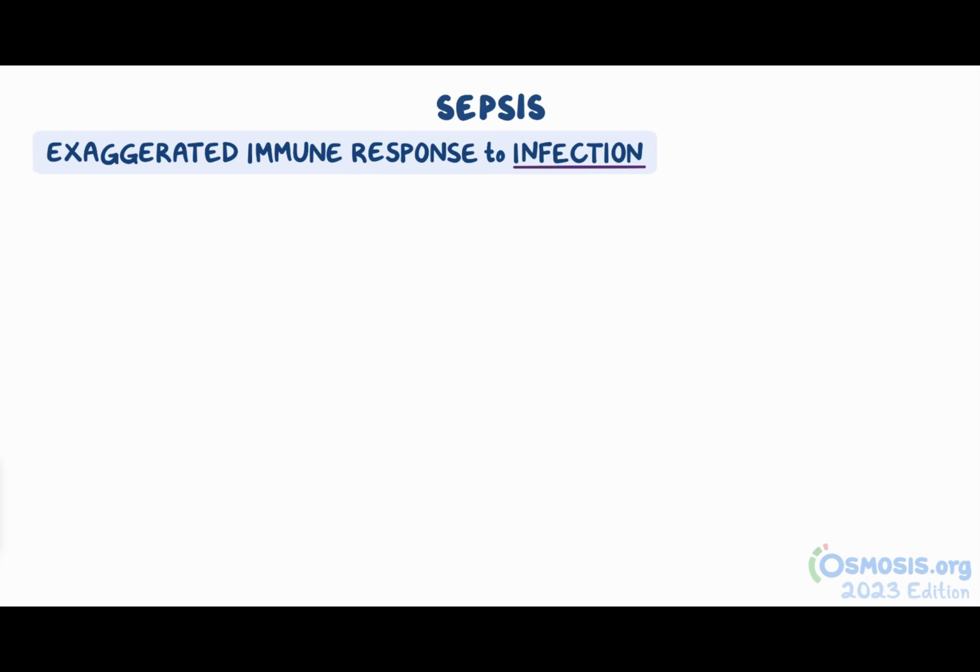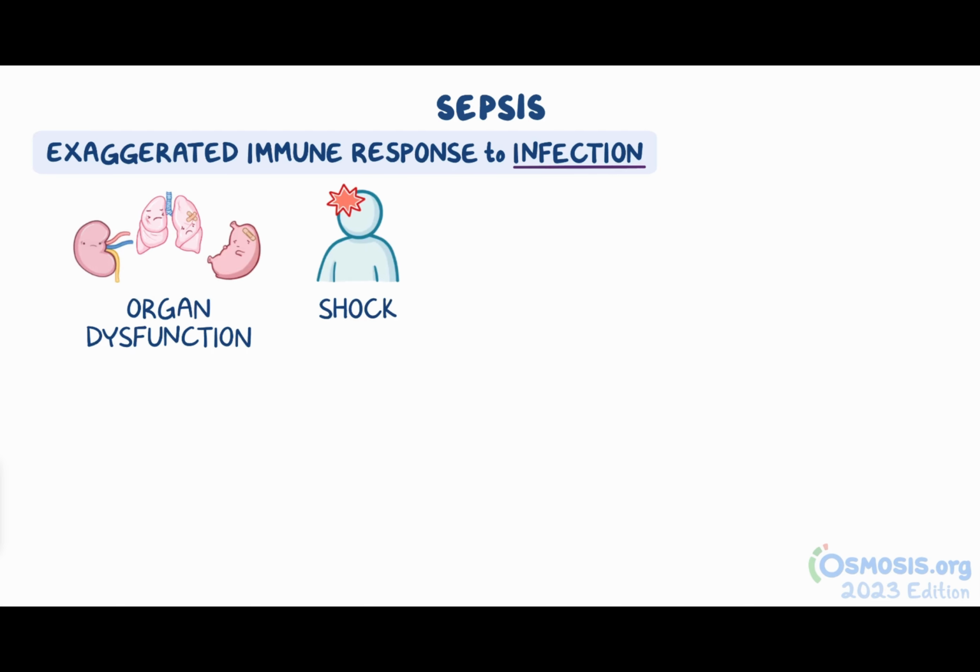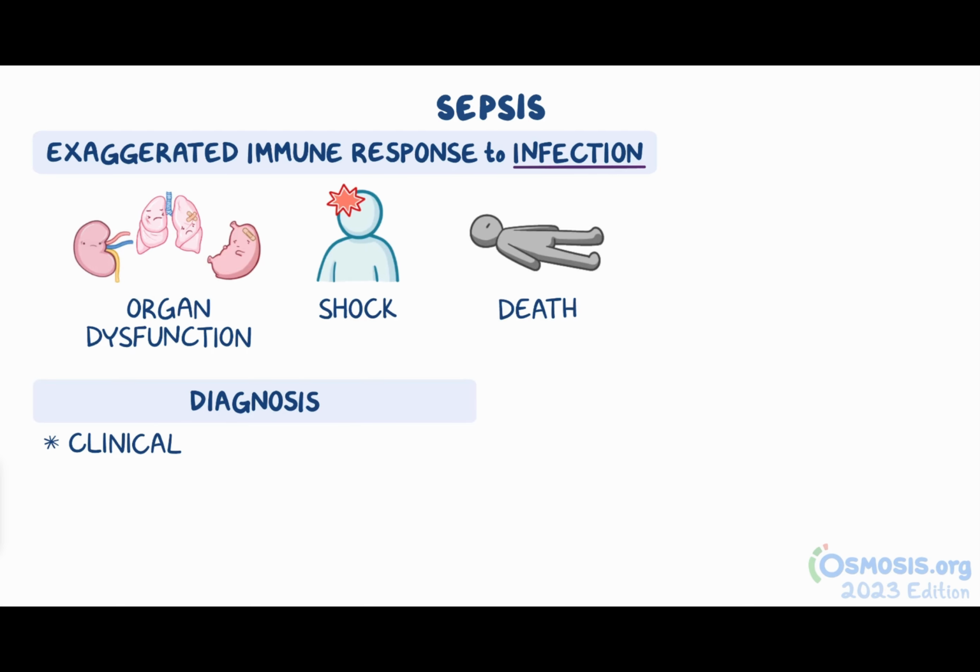All right, as a quick recap, sepsis is a life-threatening condition that occurs when an overwhelming systemic response to infection results in organ dysfunction, shock, or even death. The diagnosis of sepsis is clinical, but aided by validated screening tools like the SIRS criteria, which takes into account the patient's WBC count, body temperature, heart rate, and respiratory rate.